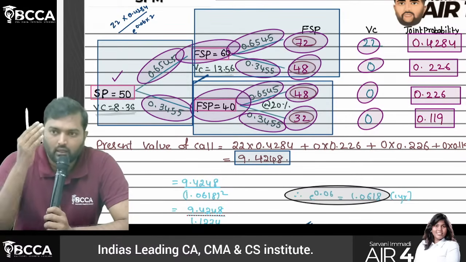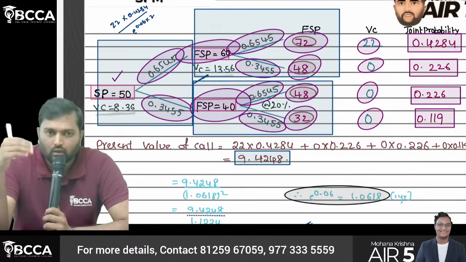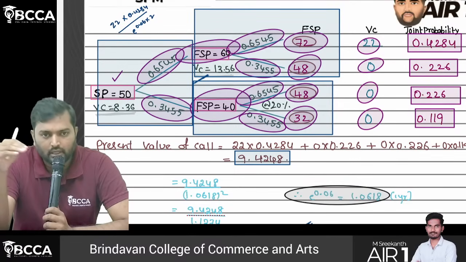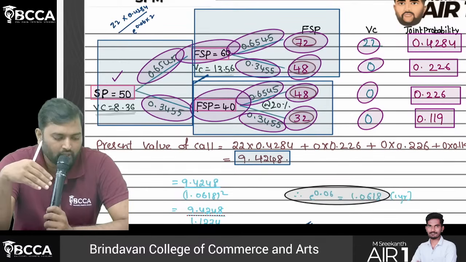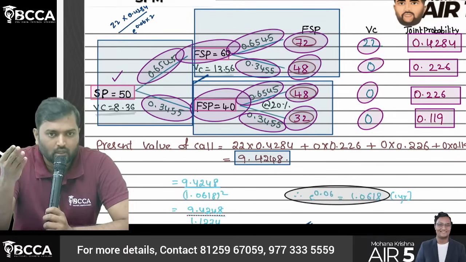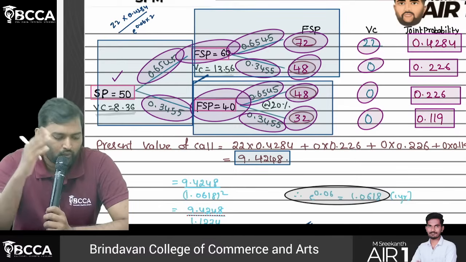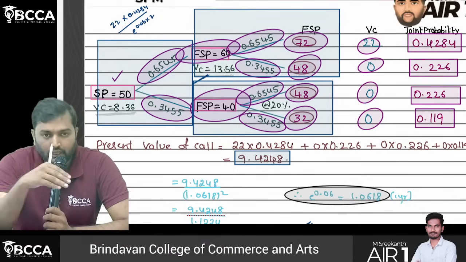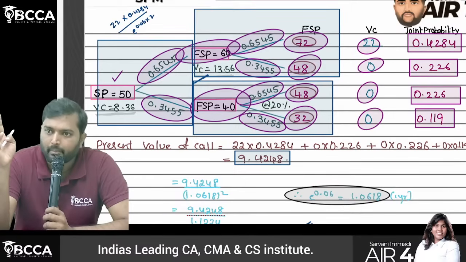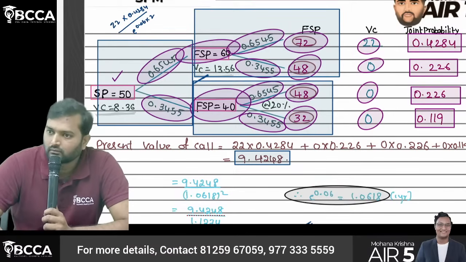Are you able to understand this 2-period binomial model? Simple. 50 may increase to 60 or decrease to 40. 60 then may increase to 72 or decrease to 48. 40 may increase to 48 or decrease to 32. What is the probability of upward movement? That we calculated using the risk neutralization method. Same. 0.6545. And next, the probability of downward movement: 0.3455. Done.